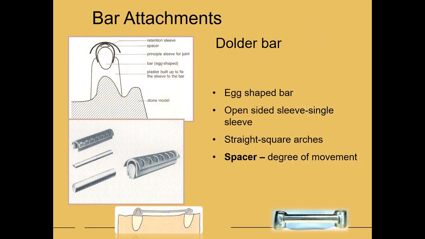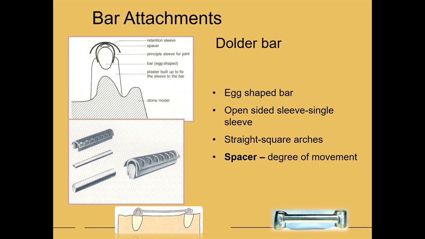Bar attachments are much more preferred than stud attachments because they offer better resistance and also splinting of abutment teeth. And also the maintenance as well as follow-up of a bar attached prosthesis is much less when compared to a stud attachment prosthesis.